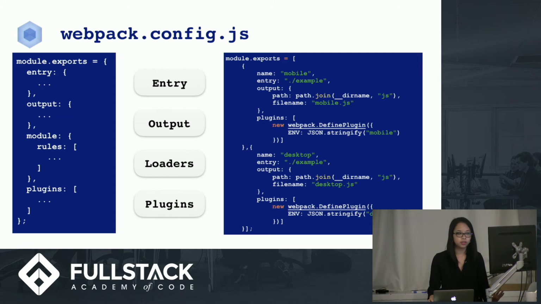So I want to go into a little bit more detail about these four key concepts. What you have on the right-hand side is actually an example of a config file where you have multiple entry points. So you actually have 2 entry points, even though the entry is ./example for both cases, but the first one's name is mobile and the second one is desktop. So you can actually generate 2 different bundle.js files for each of the entry points.